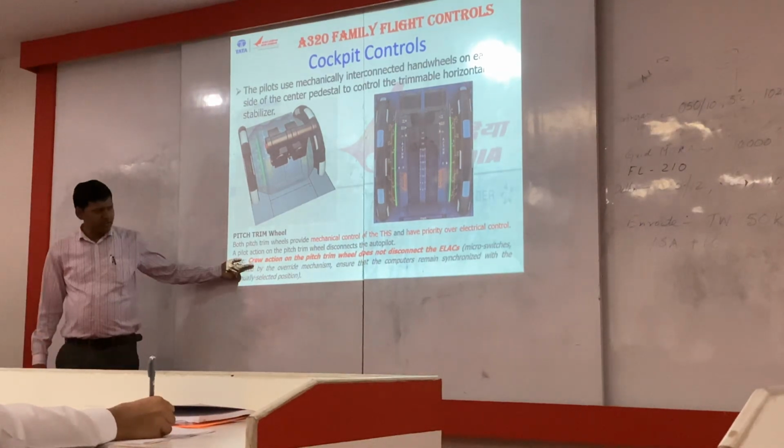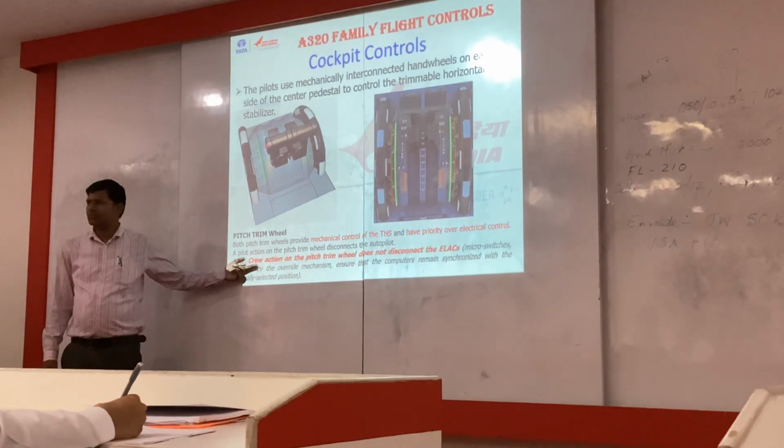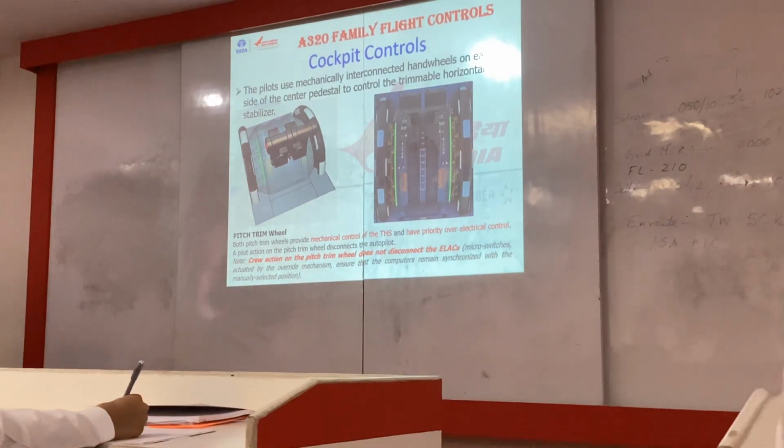Crew action on the pitch trim wheel does not disconnect the ELAC. This we have to take care of. The moment we are using it mechanically, it doesn't mean that it is not connected to the ELAC. It will still be connected to the ELAC.